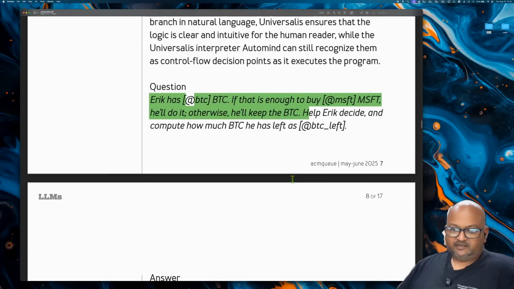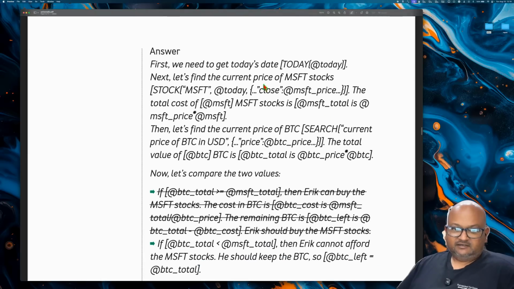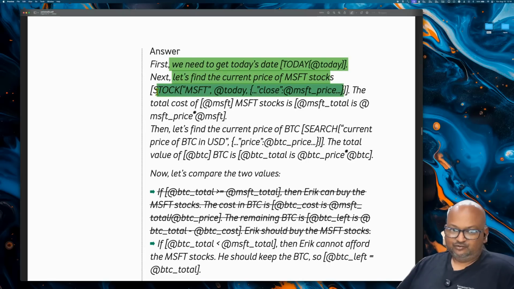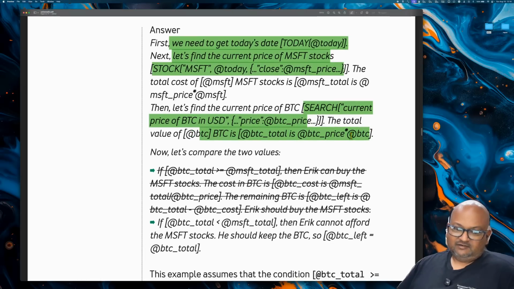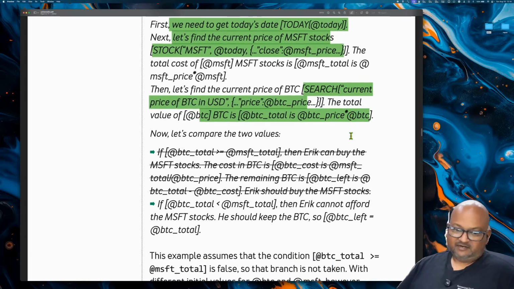Otherwise, keep the Bitcoin. And it's interesting to see the typical chain of thought solution to it. First, you get today's date, then find the current price of Microsoft stock. There's a little tool call embedded in here. There's another tool call to find the price of Bitcoin. And then there's all the computation for calculating the value of your holding and whether it's enough to buy Microsoft.